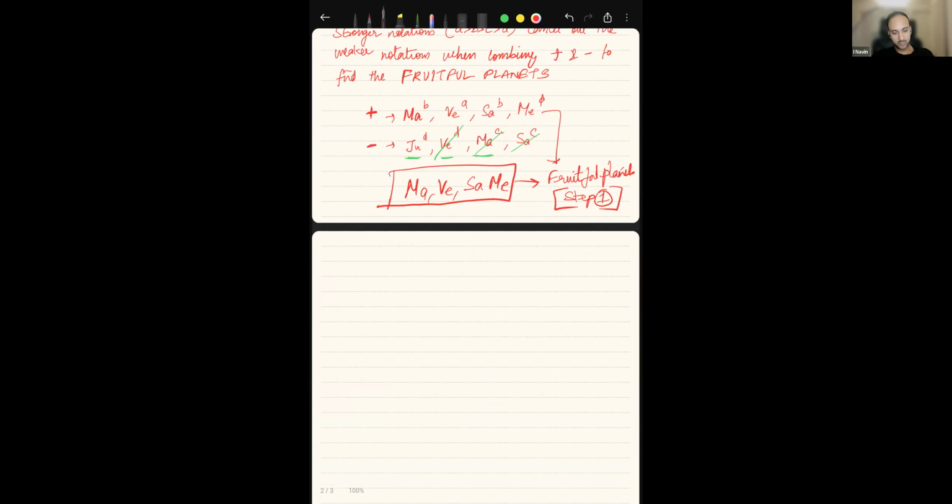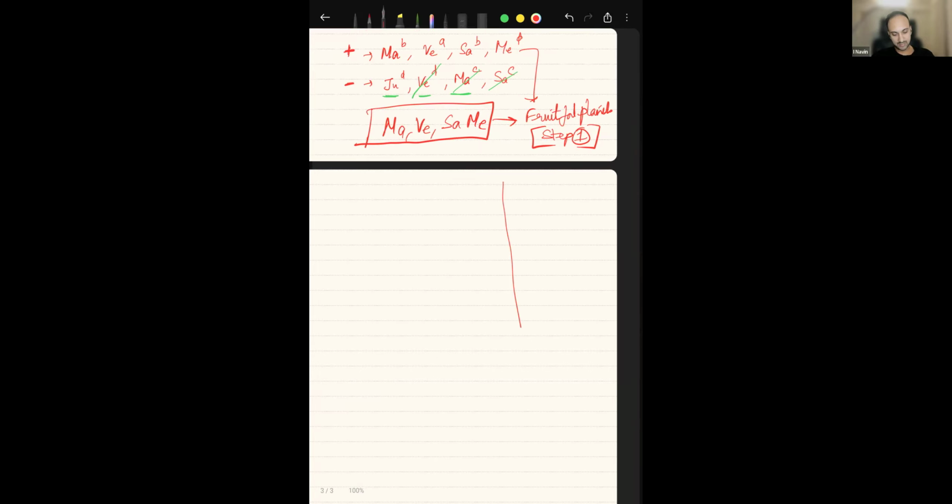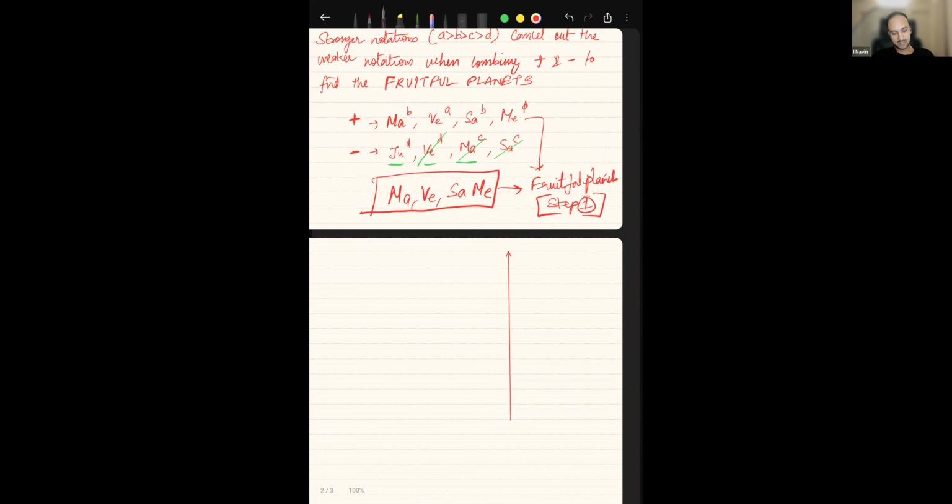Okay. I'm just taking a small different assumption in the same example. Let's say I'm just copying down the same plus minus here. I have Mars B, Venus C, Saturn B, Mercury D. Negative, I have Jupiter. I'm just copying it out slightly differently. I'm just giving it a different example so that you understand some concept here. That's all.